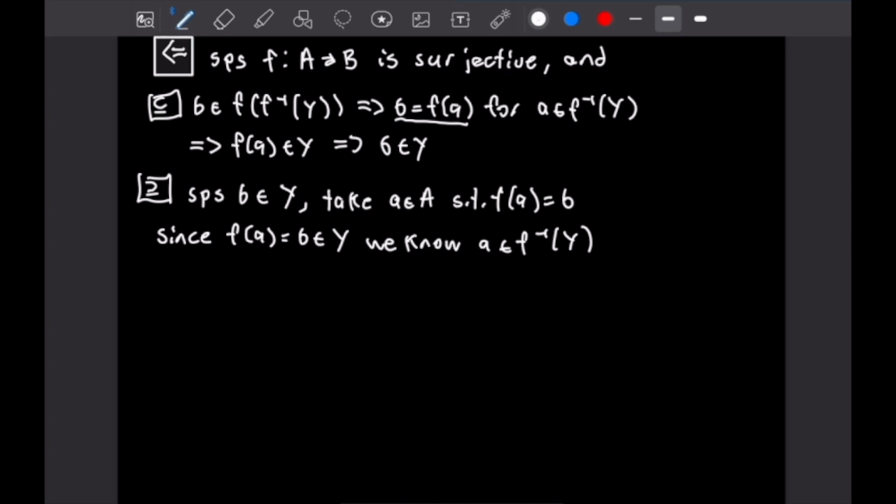But if a is in the pre-image of Y, that means that f of a is in the image of the pre-image of Y, but we know that f of a is equal to b. So let me go ahead and write that out. We have b is equal to f of a, which is in the image of the pre-image of Y. Great. So that finishes this last proof off, and that's a good place to stop.